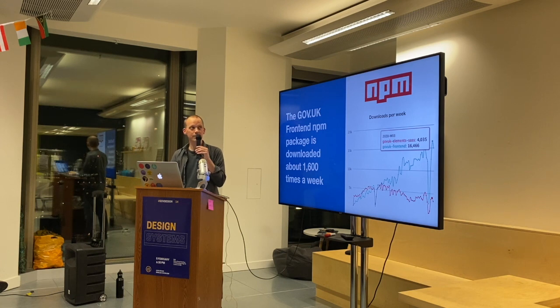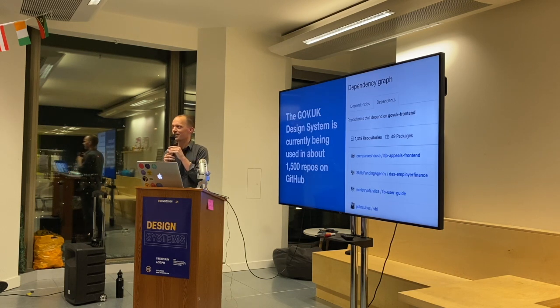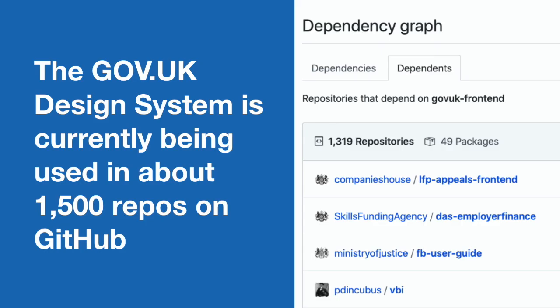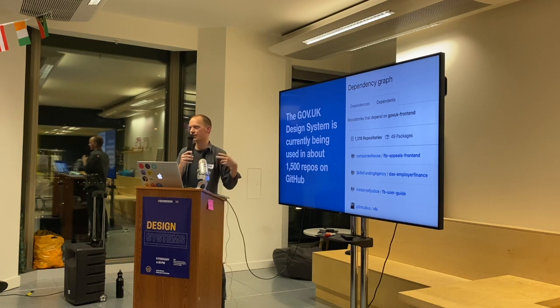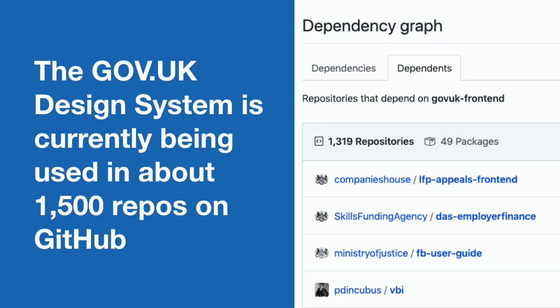So we looked at a third place, which is GitHub, which has already had a few mentions this evening. Loads and loads of government service teams are using GitHub. Not all of them, and that's important, but lots of them are hosting their code on GitHub. GitHub has a really nice feature called the dependency graph, which is a place you can look and see all the other repos on GitHub that are using your repo.